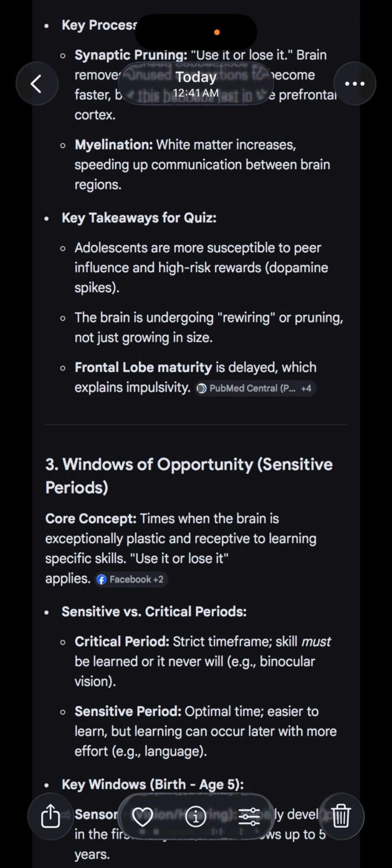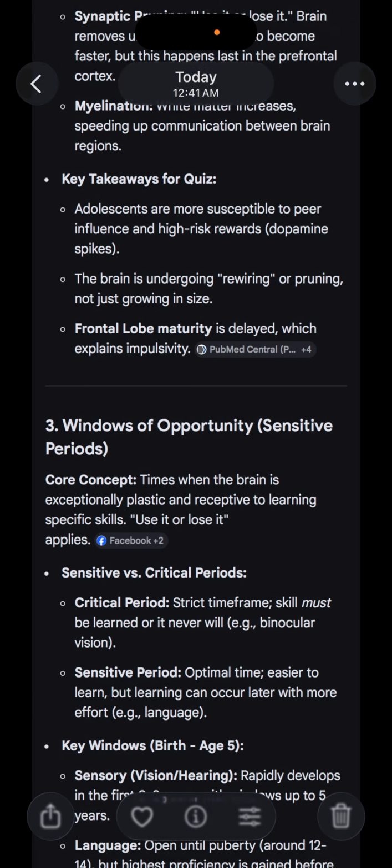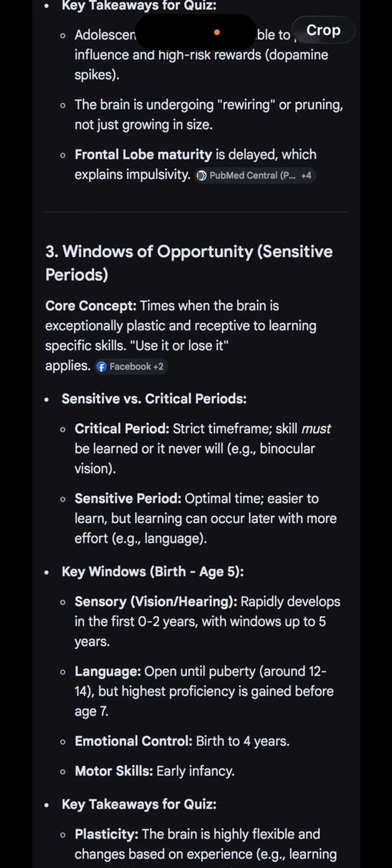3. Windows of opportunity, sensitive periods. Core concept: times when the brain is exceptionally plastic and receptive to learning specific skills, use it or lose it applies. Sensitive versus critical periods. Critical periods, strict time frame, skill must be learned or it never will. Binocular vision. Sensitive period, optimal time, easier to learn, but learning can occur later with more effort.